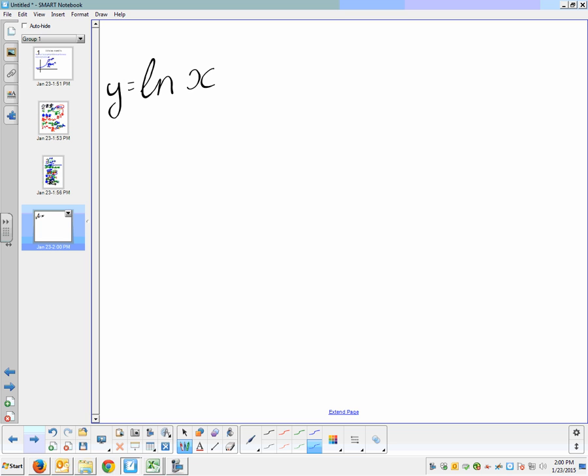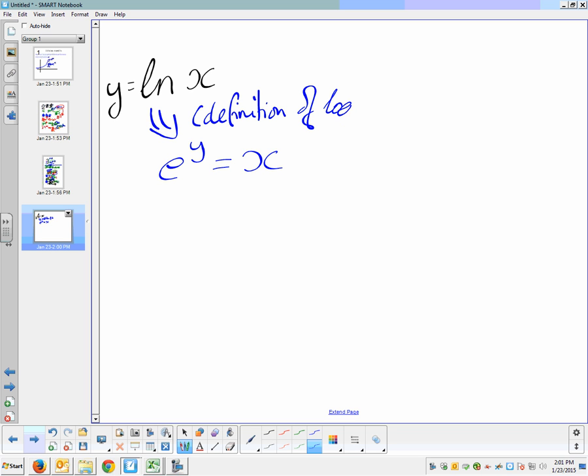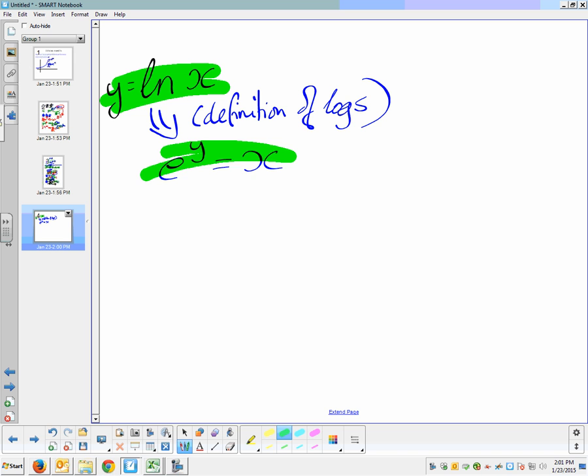So let's say y equals ln x. Now remember, ln is just log base e. So that means I can rewrite that expression as e to the y equals x. That's the definition of what log is. So I might not be able to differentiate this expression at the start, but this one I can.